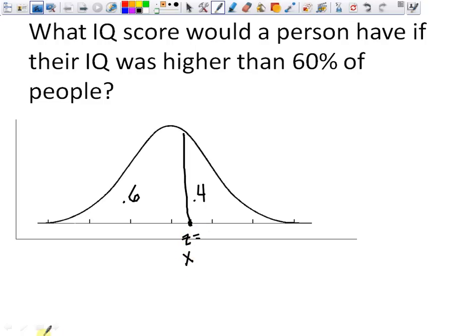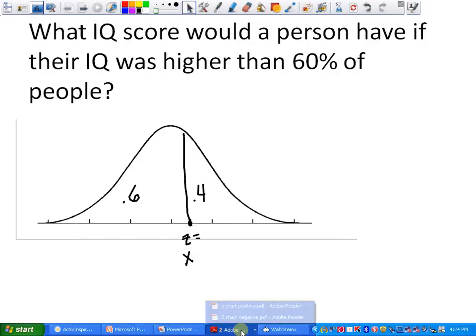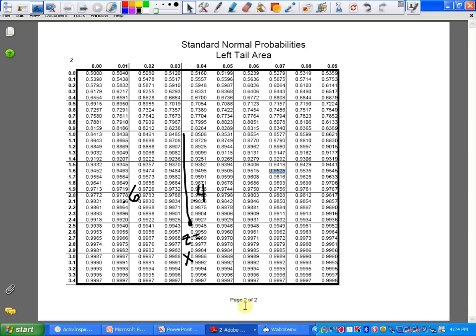Okay, so first we'll use the z-table. We're looking for a positive z-score. We know it's positive, it's on the right side of the mean. And this time we're not looking at z-scores yet. We're trying to find 60% as a probability, or the closest that we can get to 60% as a probability. And this is it, 0.6. So the z-score that corresponds to that is 0.25.